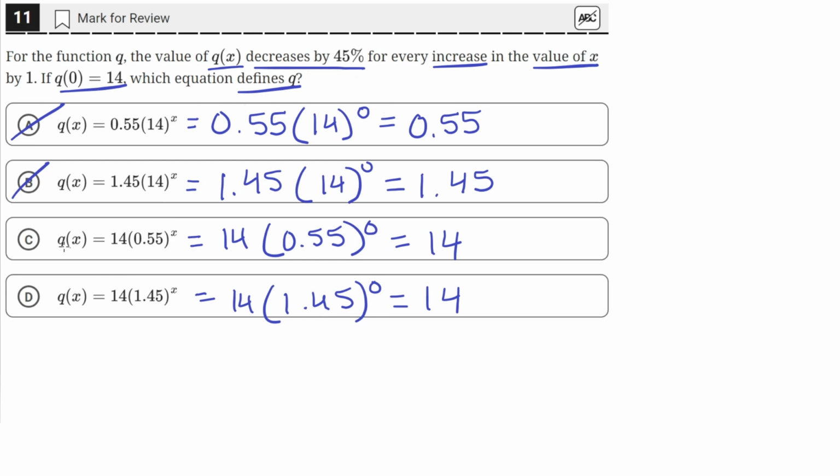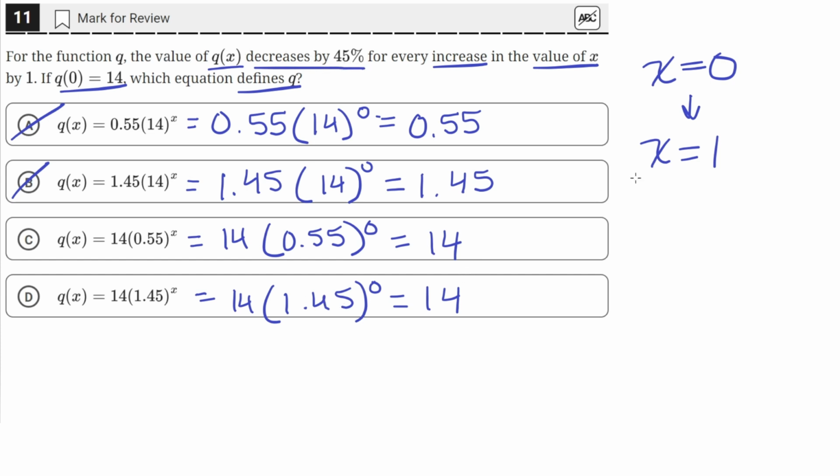Now we need to check which one satisfies the condition that q of x decreases by 45% for every increase in the value of x by 1. So we can check that by looking at the base of this exponent here. So when we plug in a value of, say, 0 for x, we get 14 for each, which means that the next value, when we're going from x equals 0 to x equals 1, the value of q of x should decrease.